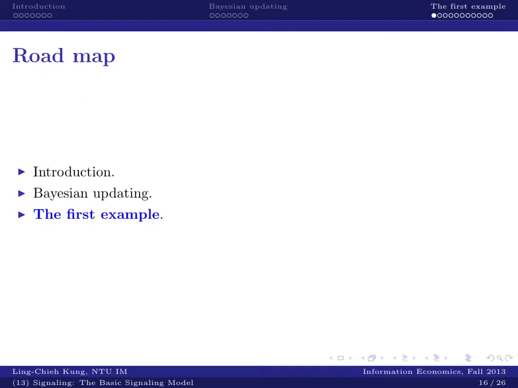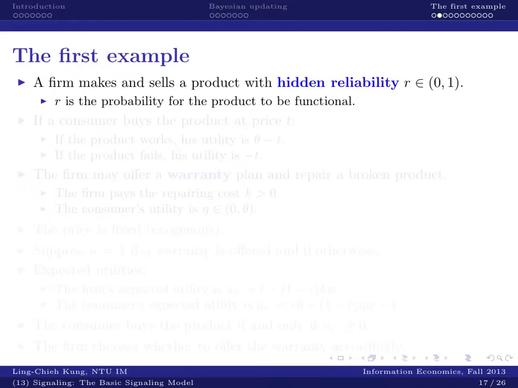Okay, so now we're going to introduce one complete example for you to understand how we formulate and solve a signaling game. In this example, we will consider a firm making and selling a product with hidden reliability. There is a probability R, which is the probability for the product to be functional, and R will be a number between 0 and 1.